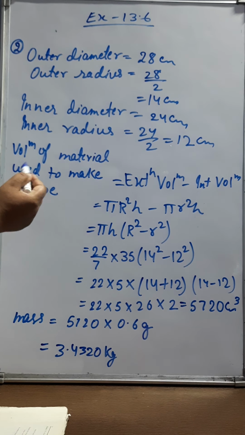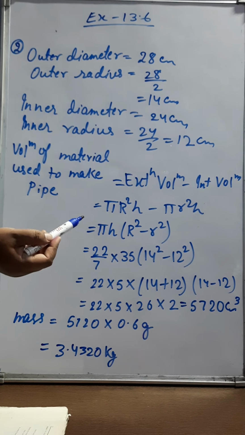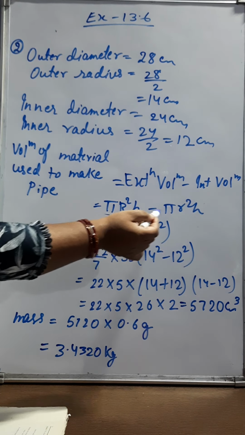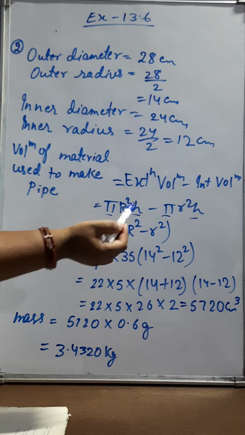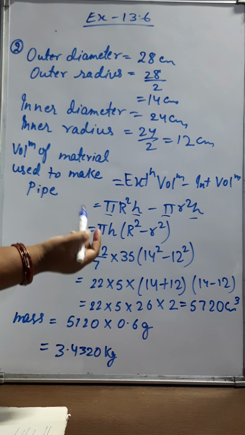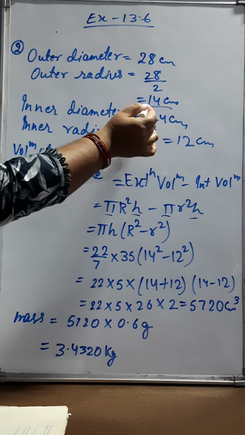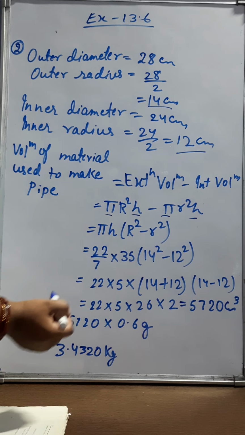Volume of material used to make the pipe is equal to pi capital R square h minus pi small r square h. This pi h we can take out common. Inside the bracket we have capital R square minus small r square. Pi is 22 by 7. H is 35 centimeter. Capital R is 14 and small r is 12. So 14 square minus 12 square.